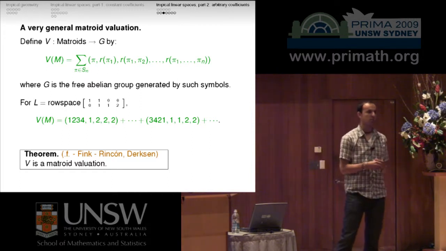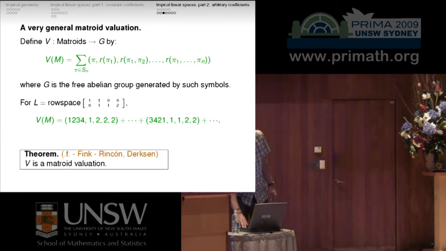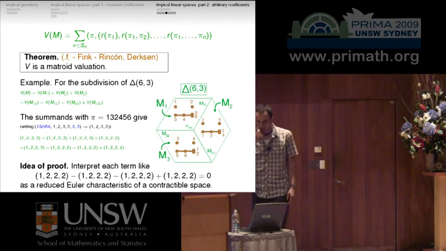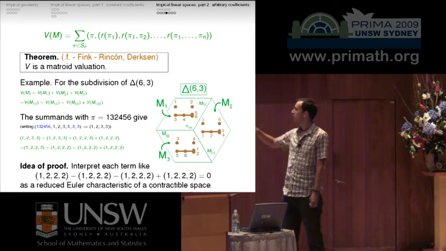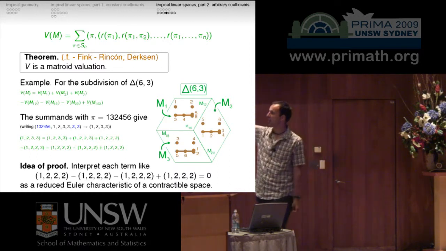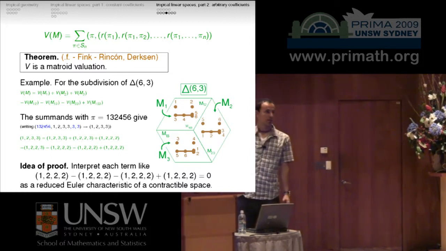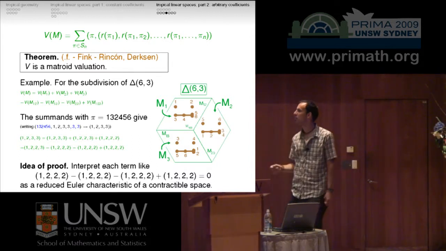You take this formal sum, and so you just get this huge expression. Okay? And so what we show is that this is a matrix valuation. If you think about it, this is actually a little bit surprising. For example, for this subdivision, we would need to have an equation like that one over there. V of m should be equal to that signed sum of the V of all the different matrices that appear in this picture.